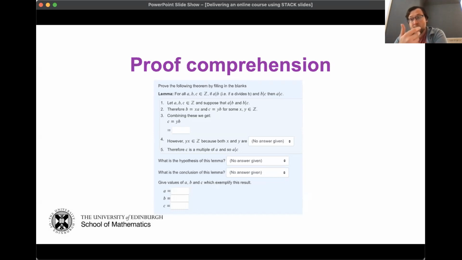These, if they were marked by hand, tend to take a lot of man hours to mark because if you ask a student to give an example of a 7x7 matrix, the chances of a class of 100 giving you the same matrix are very, very small. But in STACK, we can mark these things pretty much instantaneously. So in this case, we want values of A, B, and C such that the lemma holds.